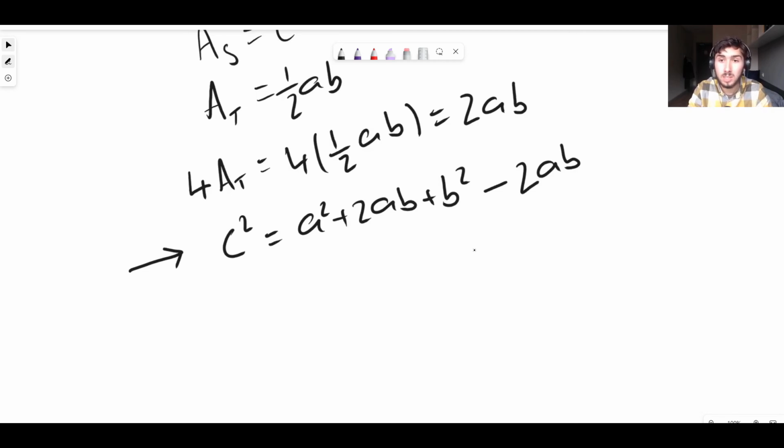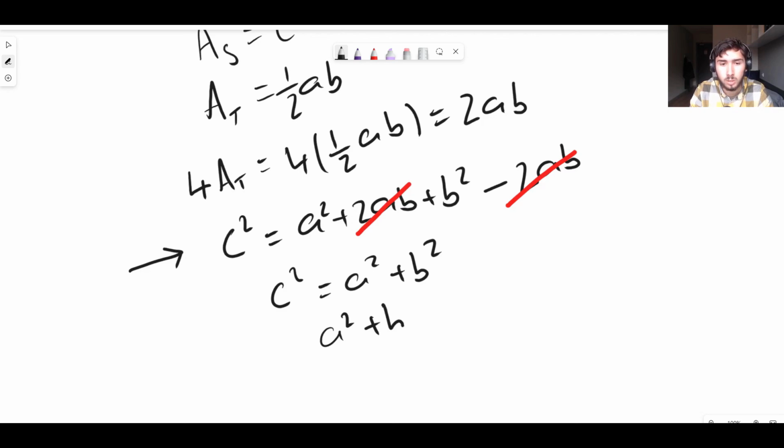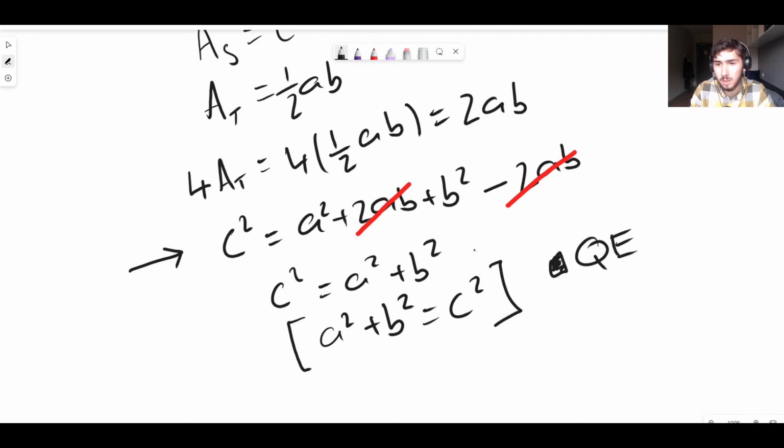Now all we need to do is simplify. Notice how this 2ab, I'll do it in red, this 2ab and this minus 2ab just cancel out. And what are we left with? c squared is equal to a squared plus b squared. And of course, if you want to write it the other way around, you get a squared plus b squared equals c squared, just from swapping the sides. And there you go. That is actually Pythagoras' theorem right there. And we are done. So we can do a little black box, we can write QED, or whatever you want to show that you've just proved Pythagoras' theorem.